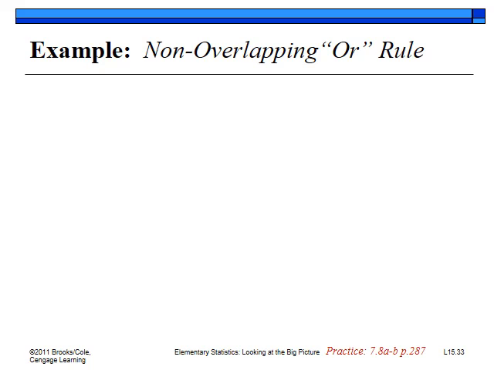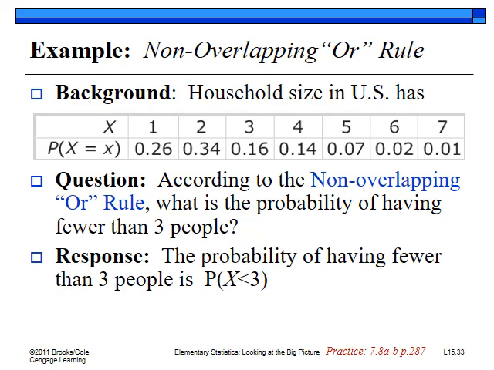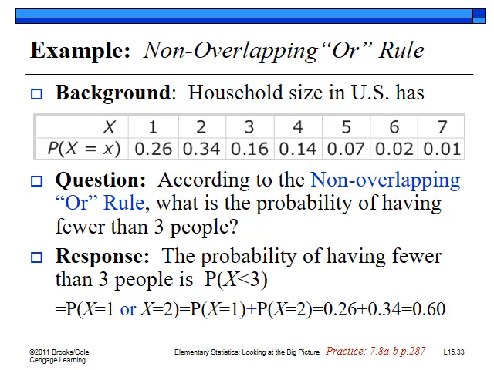For the non-overlapping or rule, the probability of having fewer than 3 people in your household, which we would denote in this way, P of big X less than 3. Well, we would compute it by taking the probability that X equals 1, the probability that X equals 2, and since those don't overlap, we add them together.